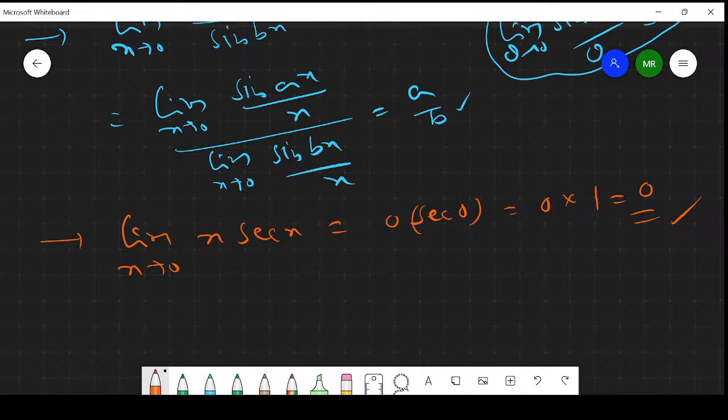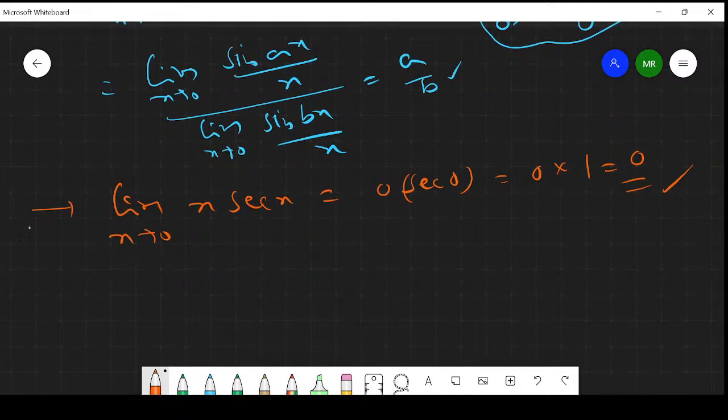Next one. I can also write the next one now. The problems are simple problems only. Limit r tends to 1, pi r square. See, it will be pi into 1 square. Answer will be pi. That's our pi r square.